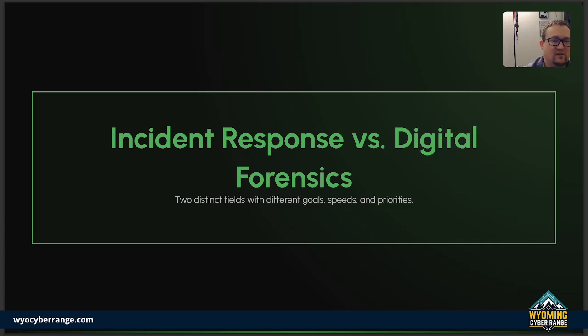Us as digital forensics, though, we're the fire investigators. We come in after the fire has been put out. Our goal is going to be evidence and attribution. We want to make sure that we can work slowly and methodically and preserve the data. We're not there to muddy up the waters even more. We're there to pick up the pieces and build a proper story.